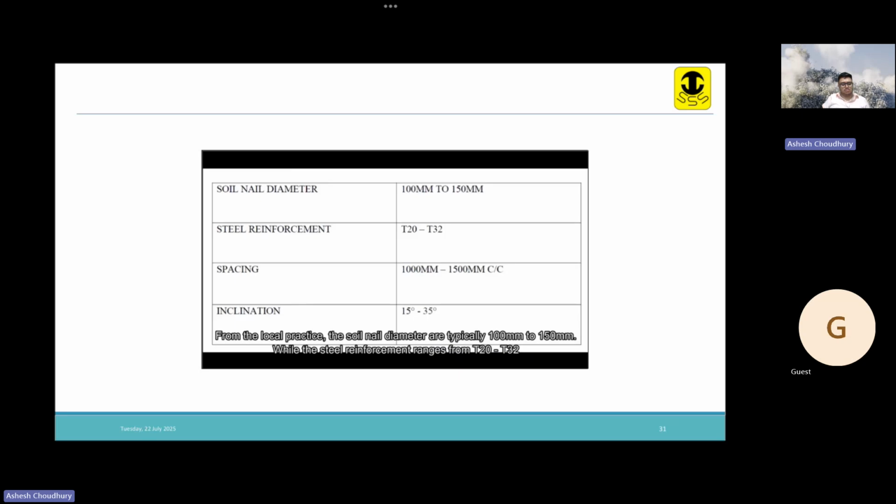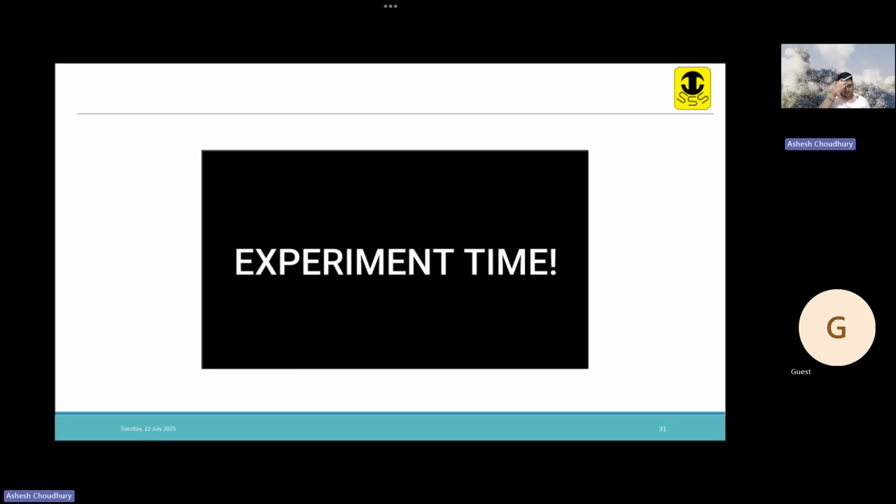From the local practice, the soil nail diameter is typically 100 to 150 mm, where the steel reinforcement ranges from T20 to T32. The spacing of the soil nails is typically 1000 to 1500 mm center to center with a typical inclination of 15 to 35 degrees.